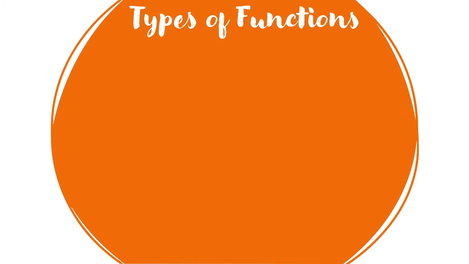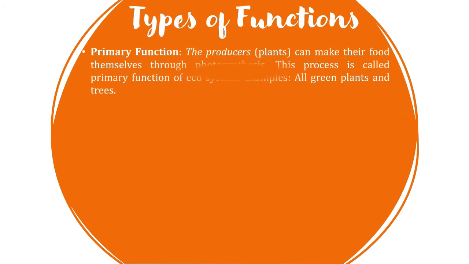Functions of ecosystem are of three types. First, primary function. The producer, plant, can make their food themselves through the photosynthesis process. This process is called primary function of ecosystem. Example, all green plants and trees.